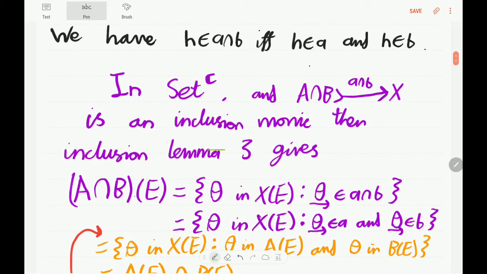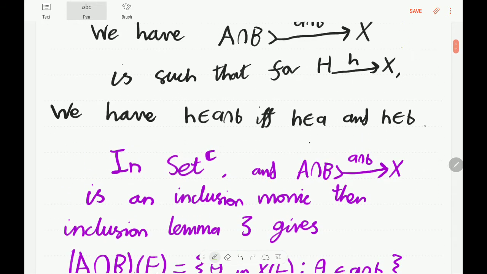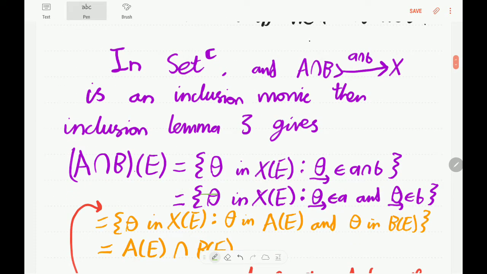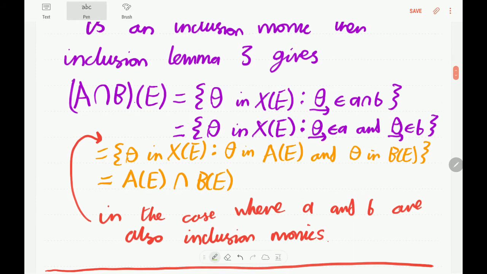In this case, inclusion lemma 3 gives us that the set of E-type figures of capital A intersection capital B, which is the source object of this inclusion monic, is just the set of E-type figures theta of X such that theta under arrow is in A intersection B. Now we can use this result to know that this is equal to the set of theta in X of E such that theta under arrow is in A and theta under arrow is in B. And if it also turns out that A and B are inclusion monics, then we can rewrite this as the set of theta in X of E such that theta is in A of E and theta is in B of E, which is basically just the intersection of the set of E figures of A and the set of E figures of B.